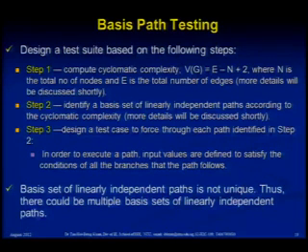The first step is to compute cyclomatic complexity, V(G). This notation, V bracket G, the whole thing together, is the notation for cyclomatic complexity, equal to E minus N plus 2: number of edges minus number of nodes plus 2. Very simple formula. So you should be able to remember it.